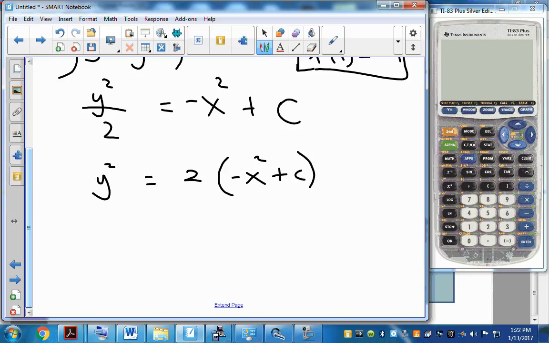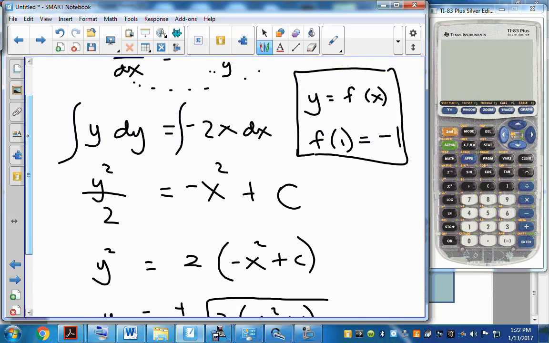What's the next thing? Take the square root of both sides, yes? Everybody, plus or minus? Okay, so y is going to be plus or minus the square root of 2 times minus x squared plus c. Now, how do you choose? It's almost like the absolute value deal that we talked about yesterday. This says plus or minus. What was our condition? Our condition was that if you put 1 in, you have to get out a negative 1. Do you want the positive root or the negative root? The negative root.